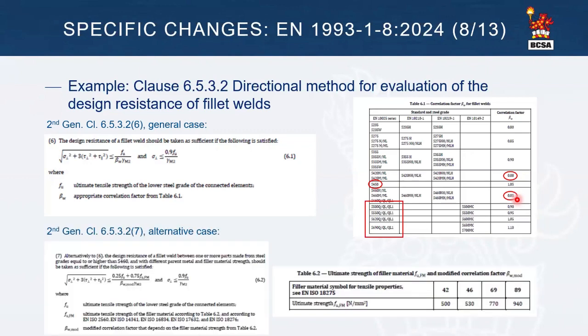As an alternative, and in the case of steel grades higher than S460, you now have an alternative equation in which you consider both the ultimate resistance of the parent metal and also the filler metal. And it gives you, in the denominator here, coefficient beta W modified that now depends on the filler material, not the steel grade of the plates as the original correlation factor.